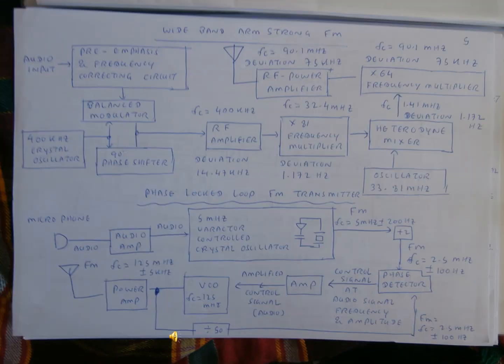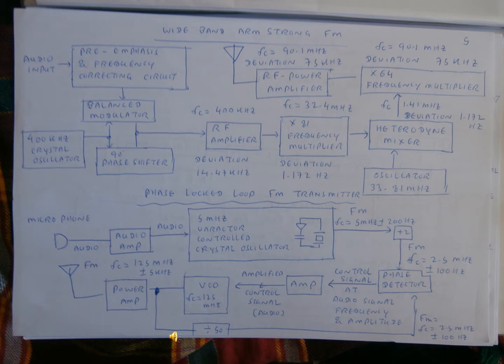Then we also see this wideband and stereo frequency modulator circuit. The audio input comes in and passes through the pre-emphasis and the frequency-carrying circuit, then through the balanced modulator. That balanced modulator is connected with the 90-degree phase shifter. Between the phase shifter and the balanced modulator there are two lines: one line connected to the 40 kHz crystal oscillator and another line connected to the radio frequency amplifier.